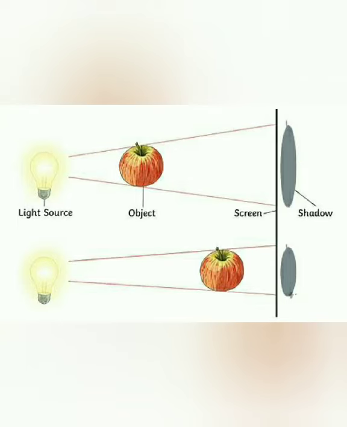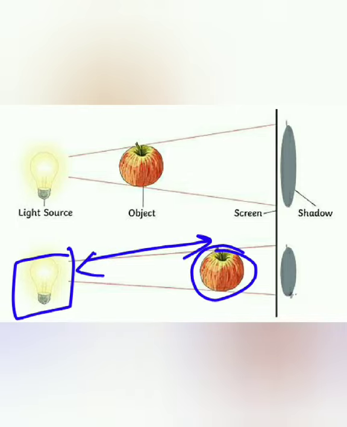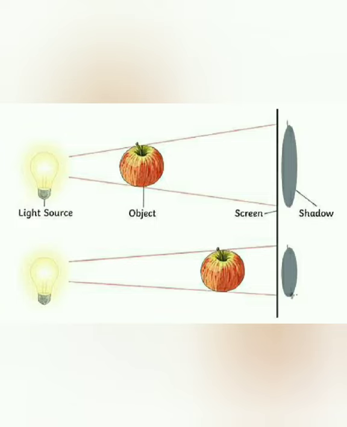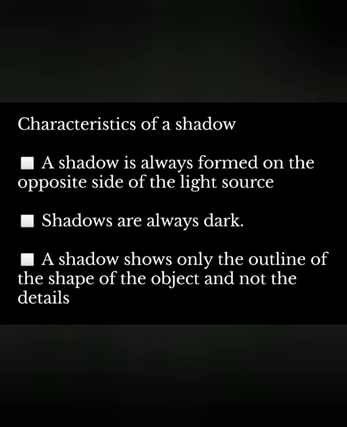Now the question is, when does the shadow become small? See, when the source of light, that is this bulb, is far from the object, so this is the object, it is quite far. Or we can say this screen is close to the object. This is the object and this is the screen. So they are quite close. Then it will form a small shadow.